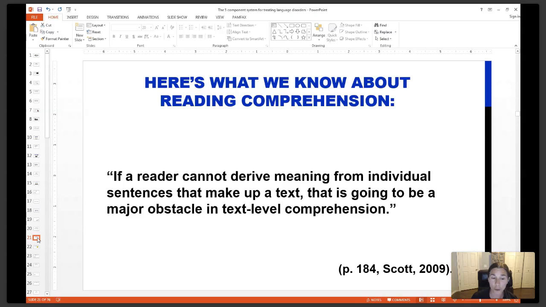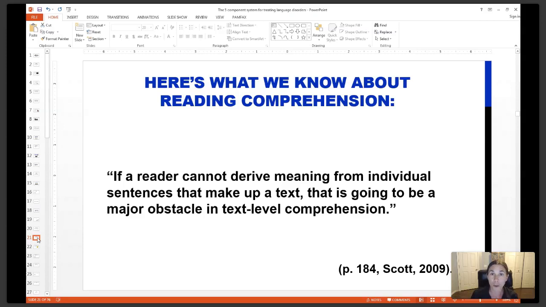But she said, if a reader cannot derive meaning from individual sentences that make up a text, then that's going to be a major obstacle in text level comprehension. So basically, if you can't understand the word and the sentence, you're not going to understand the whole paragraph. And a lot of times we jump ahead to the whole paragraph because that's what students are being asked to do in the classroom, but we're really just skimming over those basic skills that they don't have.